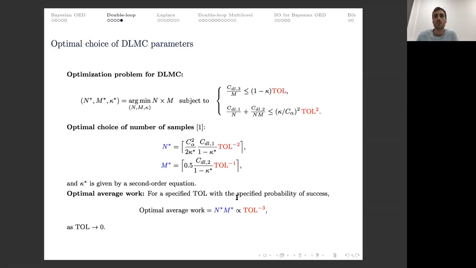As I said, we have an optimization problem to find M and N. If we minimize this work, given the bias and the statistical error constraints, we arrive at these two quantities, N proportional to tau to the minus 2 and M proportional to tau to the minus 1. That in total gives us a work proportional to tau to the minus 3, which is quite expensive and of course worse than plain Monte Carlo, which is tau to the minus 2.